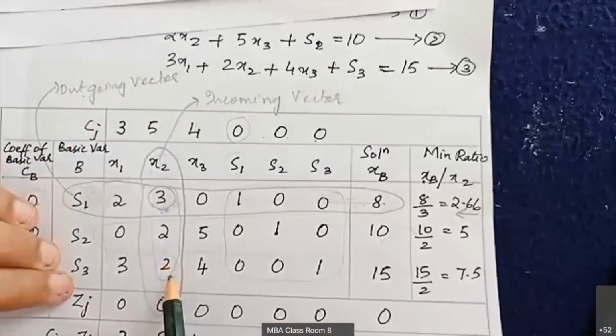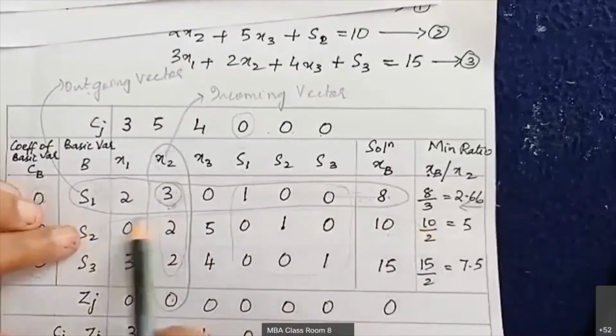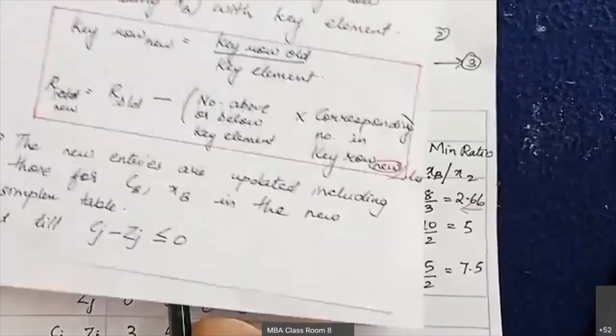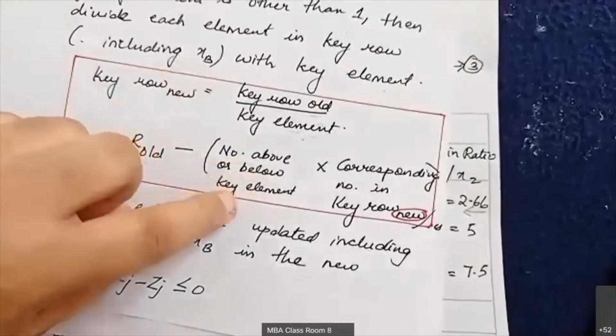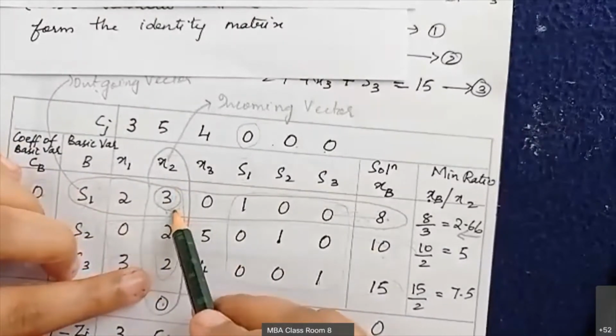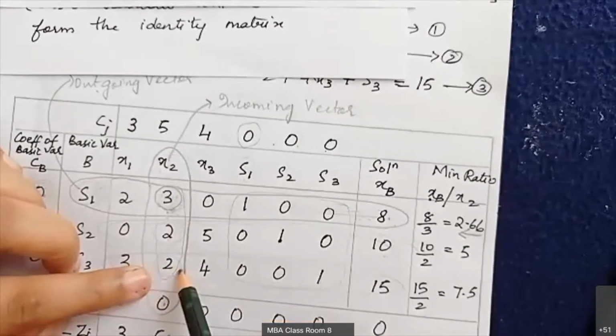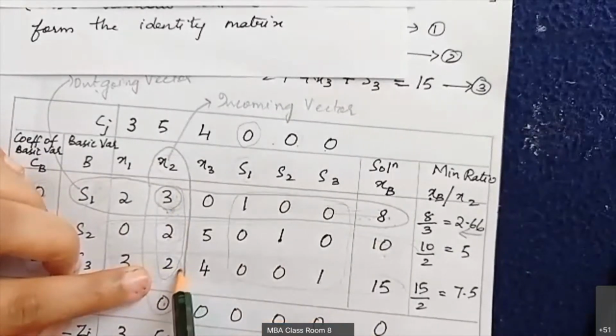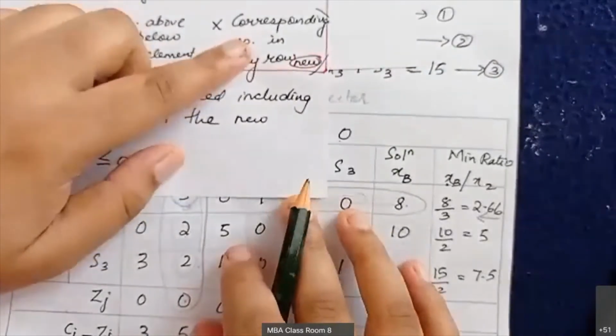So you have to be very careful. When I'm talking about the second row, the number above or below the key element will be this 2. Above we don't have to consider because we are considering only the second row. Now, if I'm considering the third row, which number do we have to take? We have to take this 2. Is it clear?